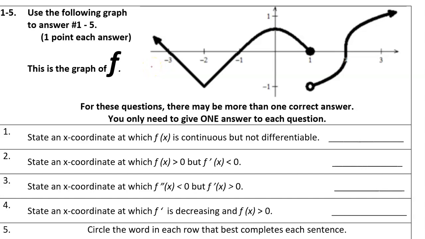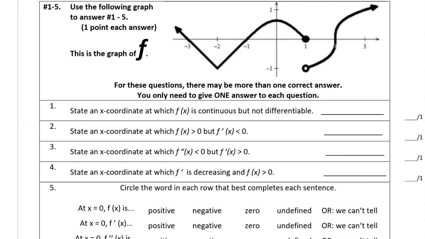This is a practice quiz which I'm going to work out in two separate videos. In this first video, we will explore the graphical relationship between the original function f and its first derivative f prime and its second derivative f double prime. Number 1, state an x-coordinate at which f of x is continuous but not differentiable.